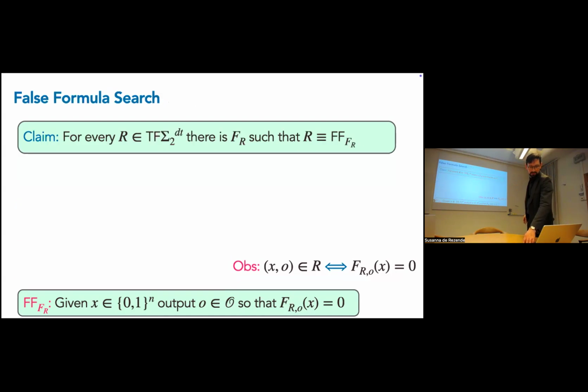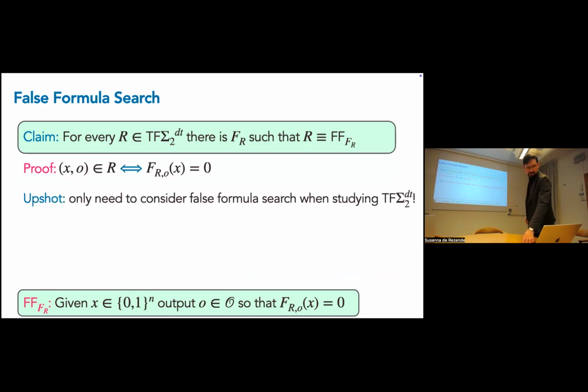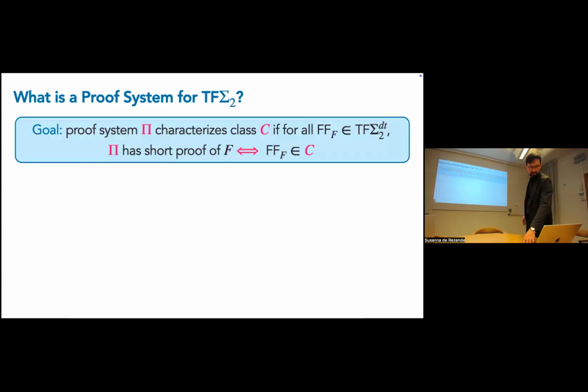Okay. And so the claim is that TF sigma 2 is exactly the study of this false formula search problem. The proof is just this observation here. It's exactly as we did before. And so the upshot is we only need to consider the false formula search problem. Okay, so now the goal is to get characterizations of TF sigma 2, and in particular to define what even a proof system means in this context.